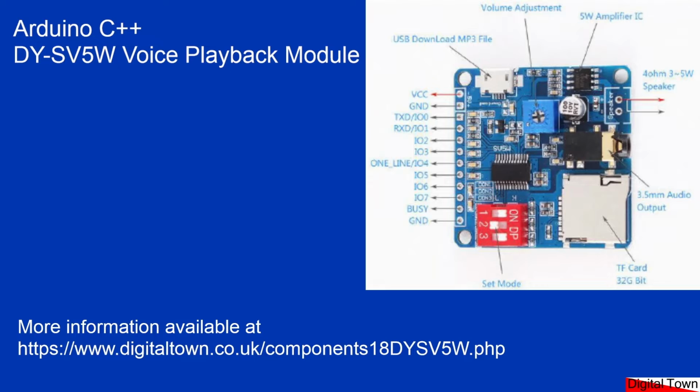I've seen a few people trying to use these on a couple of the Facebook forums, and I decided to buy a couple just to see how they worked. This board is called a DY-SV5W voice playback module, and it's a little bit different to the sort of DF mini player. If you've used that, I've used those in model railway projects. I've done tutorials on them, but this board is a little bit different, so let's take a look at it.